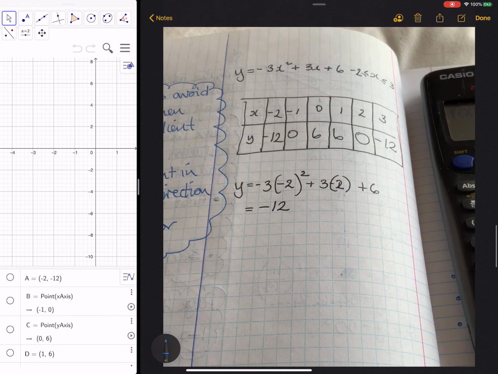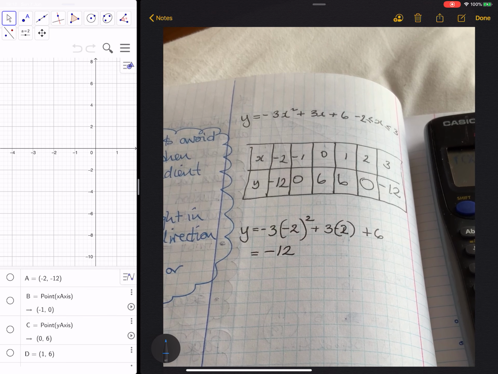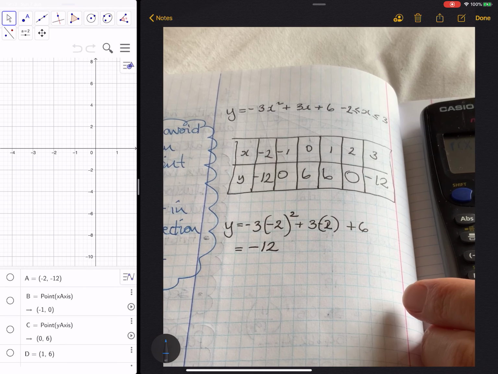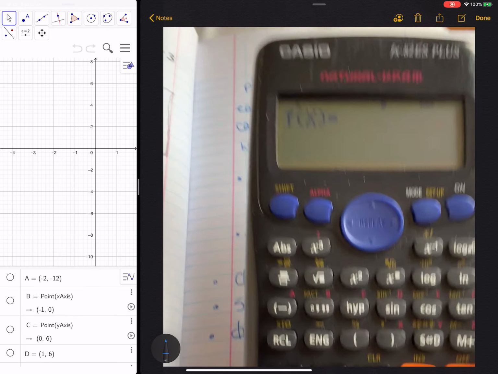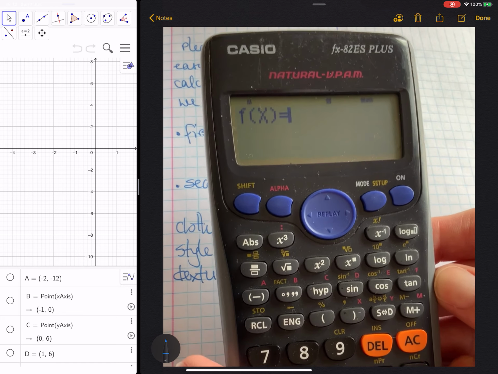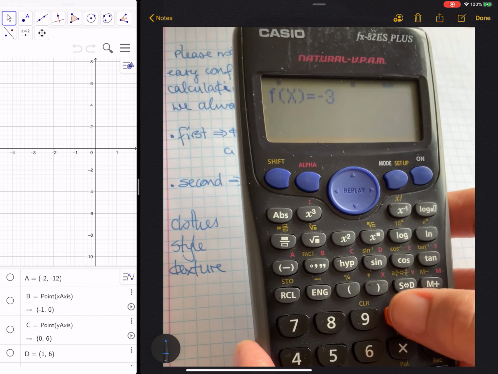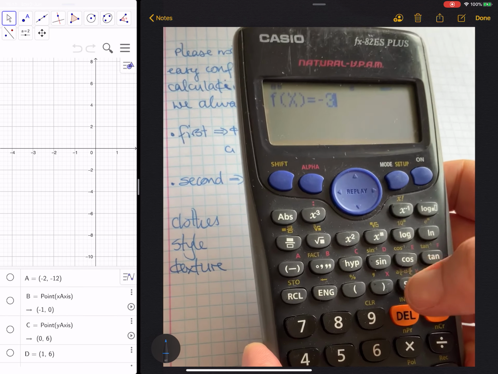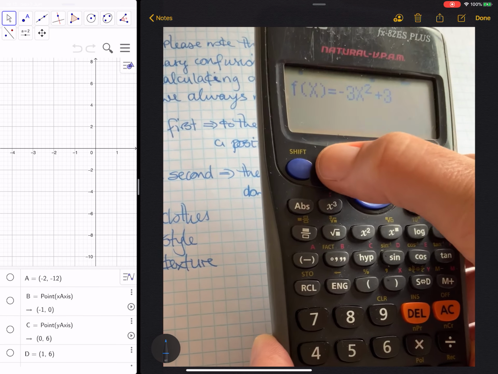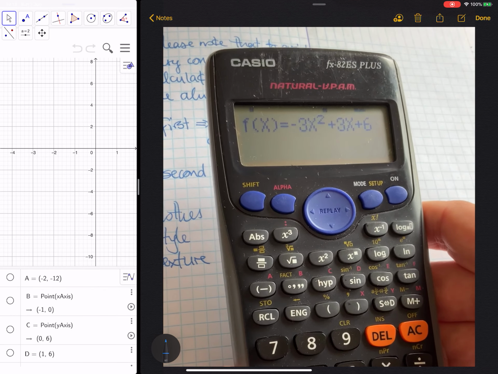The second example I'd like to look at is y is equal to minus 3x squared plus 3x plus 6 between the values of minus 2 and 3. So back to our calculator. So if your calculator is in this mode, then we just set up our function. So we have, remember it's negative, so minus 3, we need the x, so alpha x squared plus 3x plus 6. Okay, so we input that.